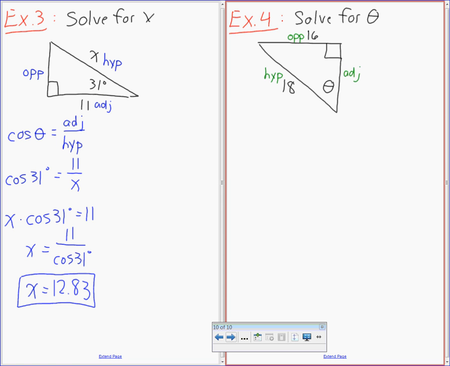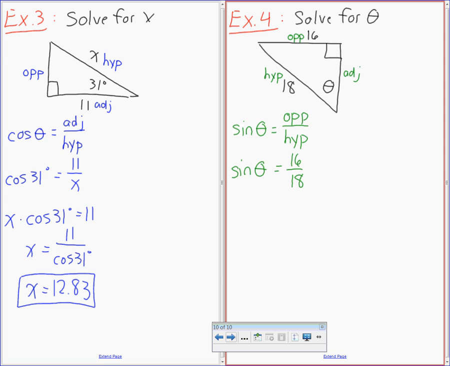Kylie, since I have opposite and hypotenuse, will I be using sine or cos or tan? Okay, good, sine. So I'll say sine of theta is equal to opposite over hypotenuse. So sine of theta is 16 over 18. All right, so I want to get theta by itself.